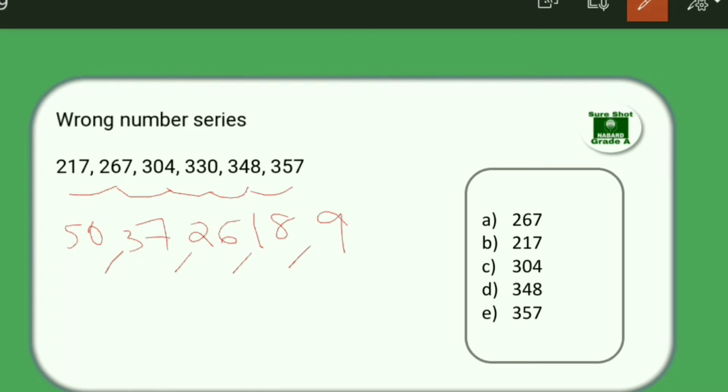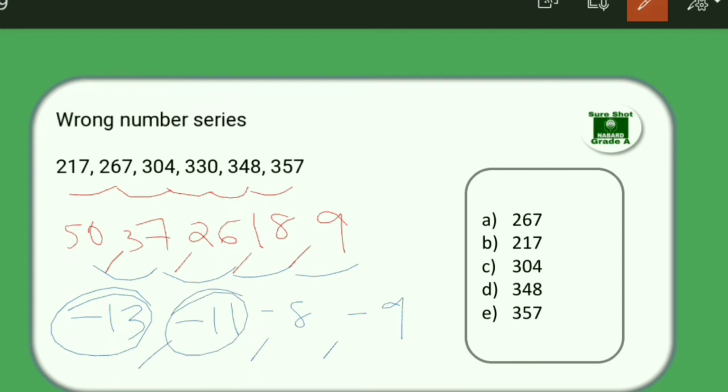Okay, let's take a double difference. Here it is minus 13, minus 11. Here it is minus 8. Here it is minus 9. So minus 13, minus 11 is a decreasing odd number series. So here it should be minus 9. So it is the wrong term. The associated term is 348, so 348 is the wrong term here.